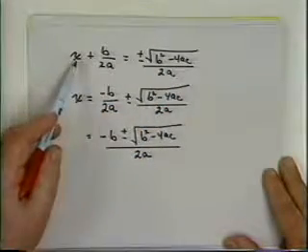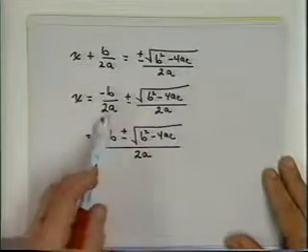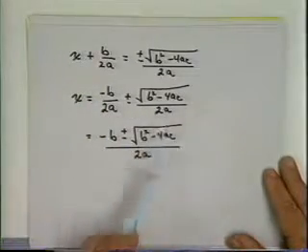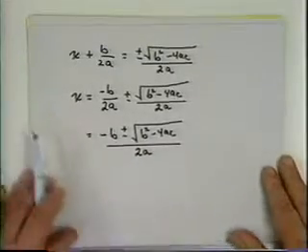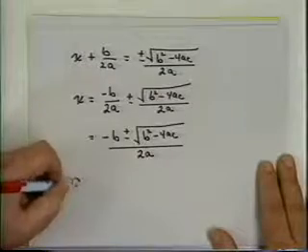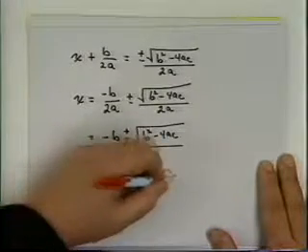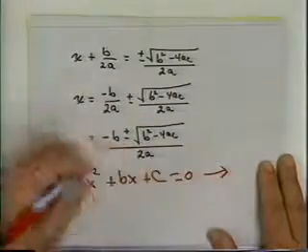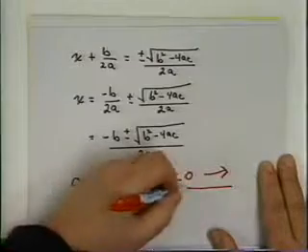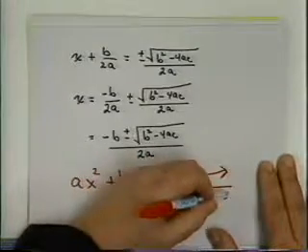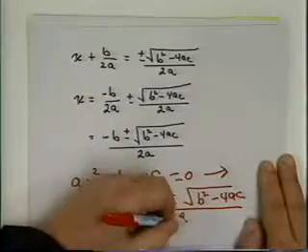Then to get x by itself, I'm going to add negative b over 2a to both sides. And when I do that, I notice I have a common denominator here. Hence, I can keep the common denominator, combine the numerators, and what I've shown is what? That if ax squared plus bx plus c equals 0, then what must x equal? X is negative b plus or minus the square root of b squared minus 4ac all over 2a.